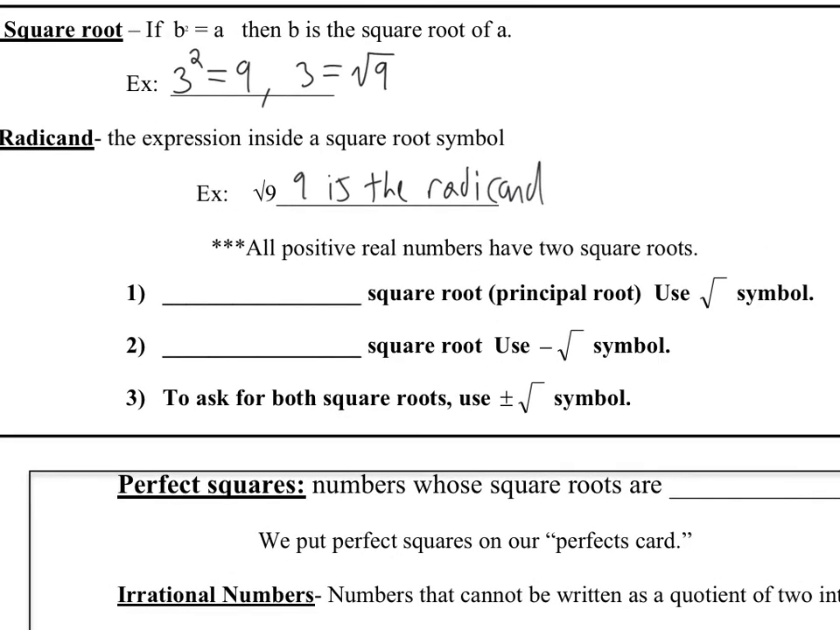All right. Next thing we have here is that all positive real numbers have 2 square roots. We have a positive square root and a negative square root, okay? And to ask for both square roots, you're going to use the plus or minus symbol. Plus or minus is what you're going to use to represent positive and negative square roots.